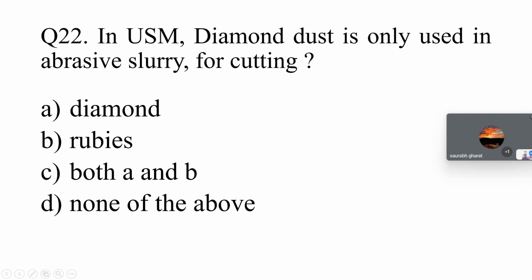Which material is rare? Like diamond, rubies, both A and B, or none of the above. Diamond, obviously, will go, but is it the case that rubies are also used? That's the question. If it is, C will be the correct answer. D anyhow will not be correct. The question is between A or C. You must know this part, because that is the difference between A and C.